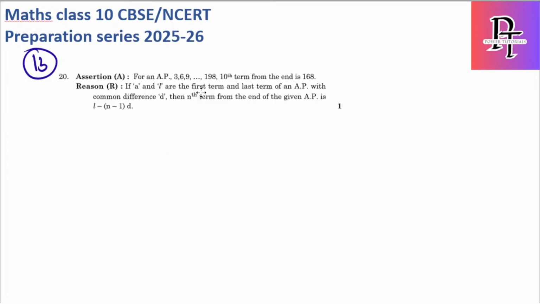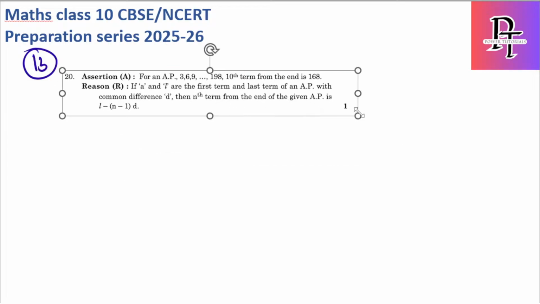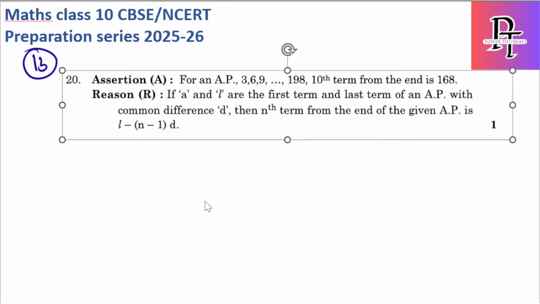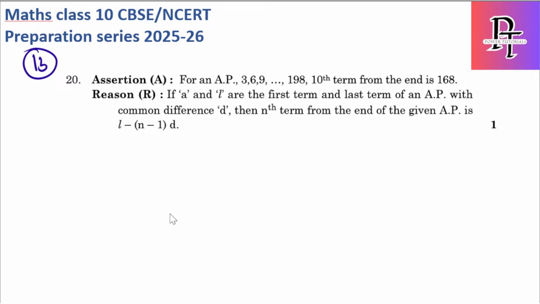So it's the 13th question for today. We have an AP series. In that they have mentioned 3, 6, 9 and so on, 199. The 10th term from the end they have mentioned is 168. And if l is the last term and d is the common difference of the AP, the nth term from the end is l minus (n minus 1) into d. Okay, we'll see first whether the assertion is correct or wrong.